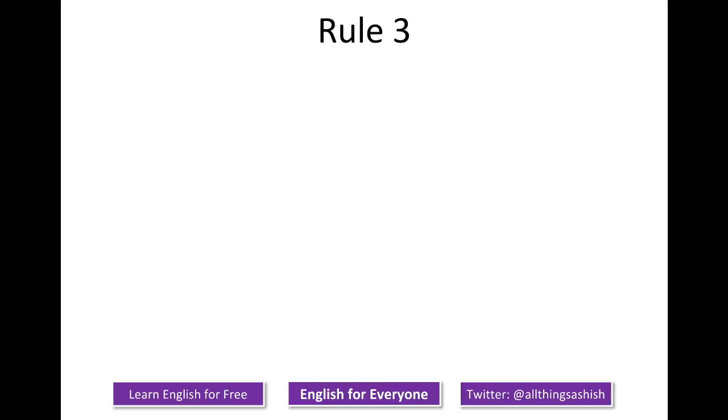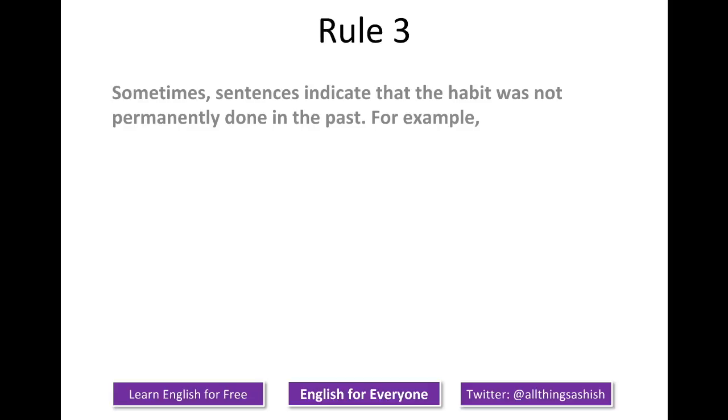Let's look at rule 3. Sometimes sentences indicate that the habit was not permanently done in the past. For example, वह मेरे यहाँ कभी कभी आया करता था.